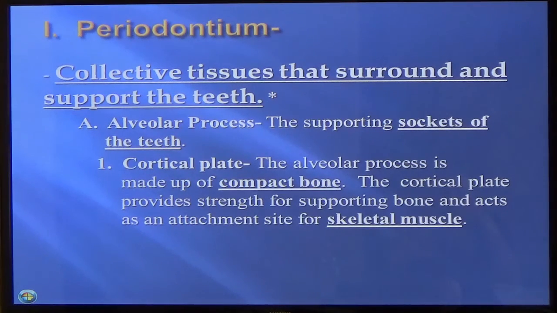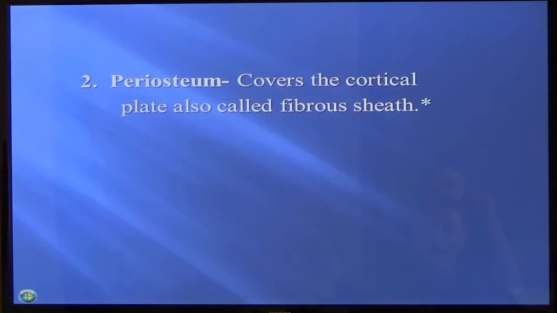In the alveolar process, there's a plate. The outermost part of the bone is called the cortical, which is a real dense, real tough piece of bone. The alveolar process is made up of compact bone. The cortical plate provides strength for supporting the bone, and acts as an attachment for muscle. So this hard bone, this cortical plate, is helpful because that's where things attach, gives it strength, but it also allows muscles and ligaments and tendons and everything to attach to it. I'll show you a picture right now.